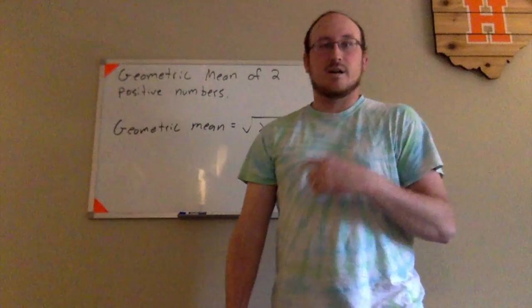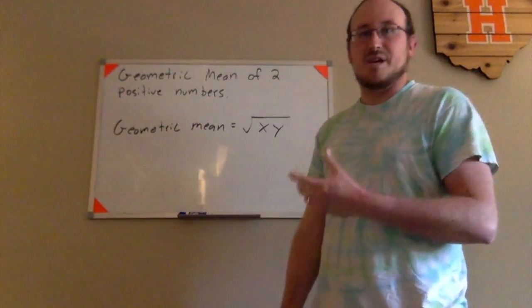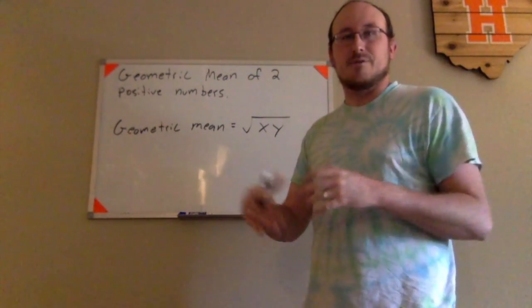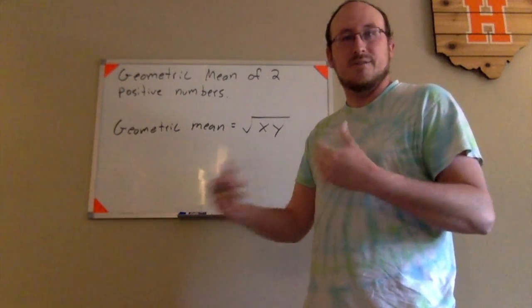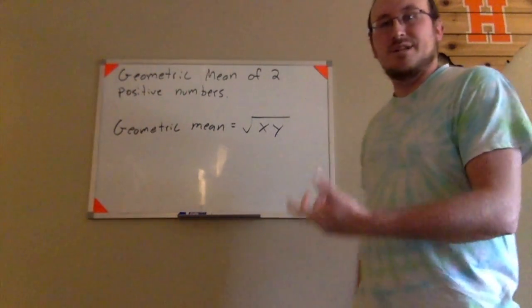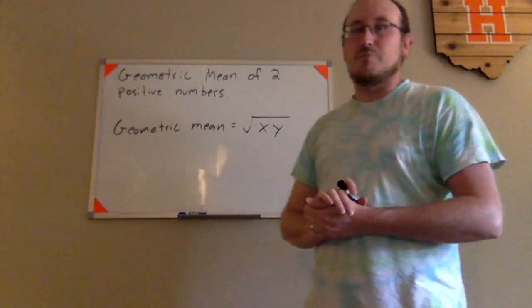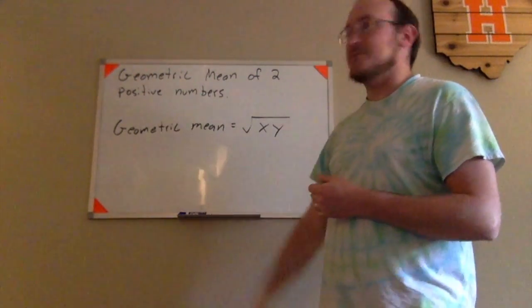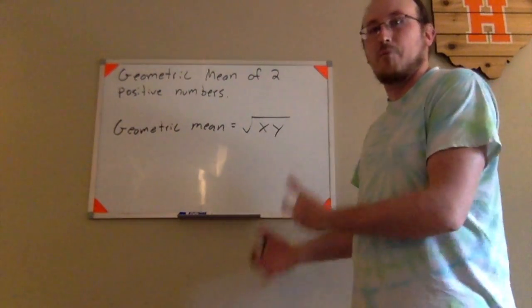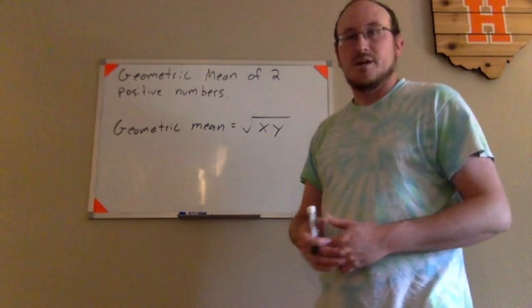Look now at an idea and a concept called the geometric mean. We've already talked about the arithmetic mean, where you just add up however many there are and then divide by how many there were. The geometric mean is something a little different. If we want to find the geometric mean of two positive numbers, the geometric mean is equal to the square root of the product of those two positive numbers.